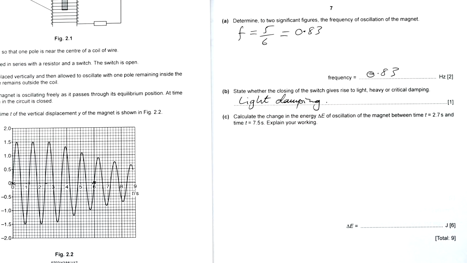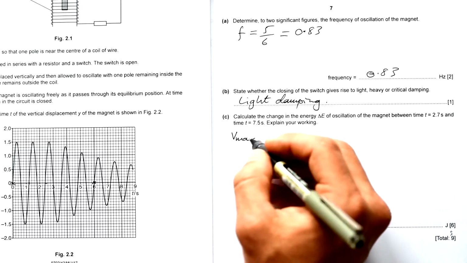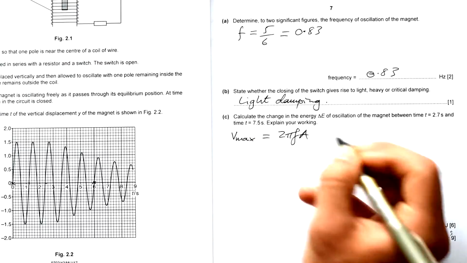Calculate the change in the energy delta E of oscillation of the magnet between time t = 2.7 seconds and time t = 7.5 seconds. Explain your working. Whenever it comes to energy, we usually use the speed, and we want the maximum speed here, and that's going to be 2 pi f A.